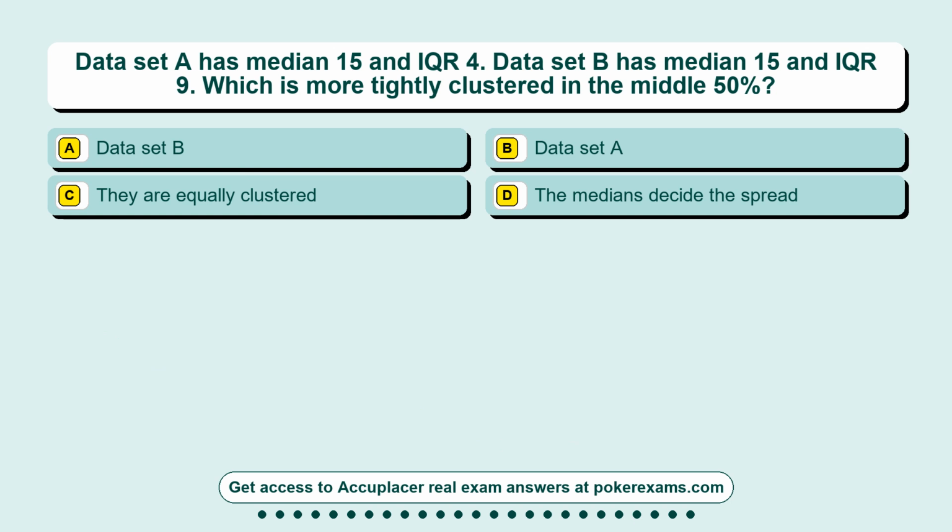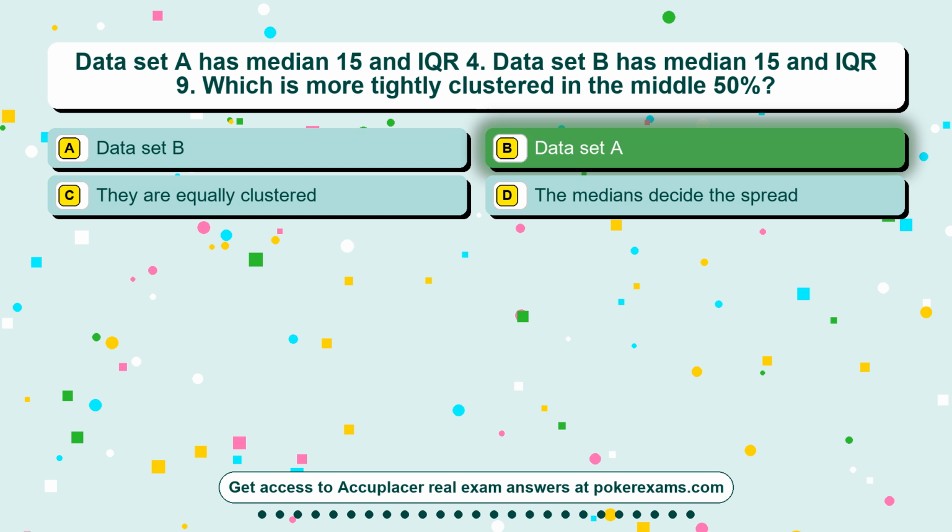Question 21. Data set A has median 15 and IQR 4. Data set B has median 15 and IQR 9. Which is more tightly clustered in the middle 50%? Option A, data set B. Option B, data set A. Option C, they are equally clustered. Option D, the medians decide the spread. The correct answer is option B, data set A.